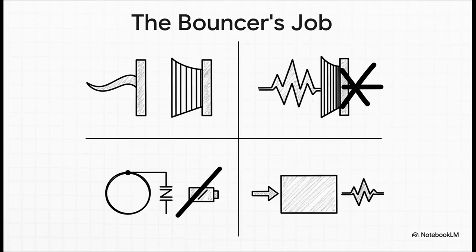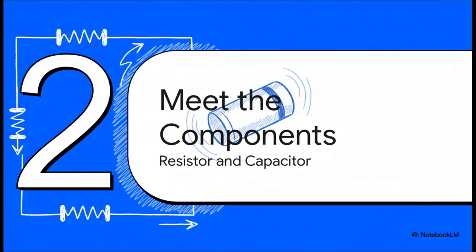So let's look at this bouncer's job description. It's pretty straightforward. First, it passes the low-frequency signals, no problem. Second, it blocks, or the technical term is attenuates, the high-frequency ones. Third, it's passive, which is a fancy way of saying it doesn't need its own battery or power cord to work. It just does its job. And finally, it never boosts the signal. The output is always going to be a little bit weaker than the input. No exception.